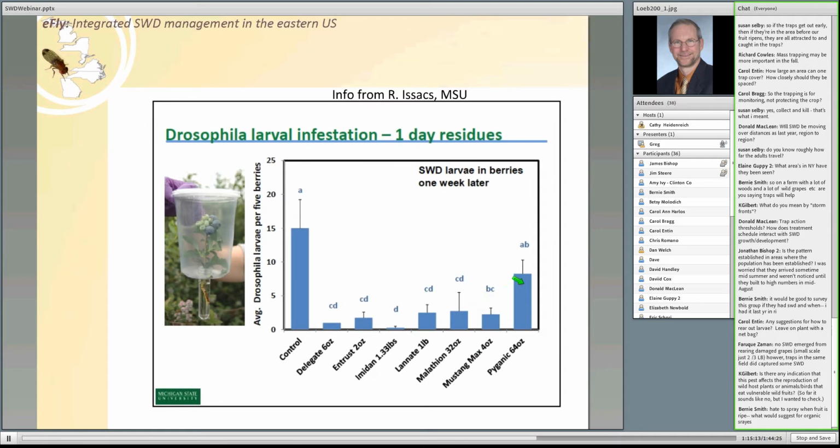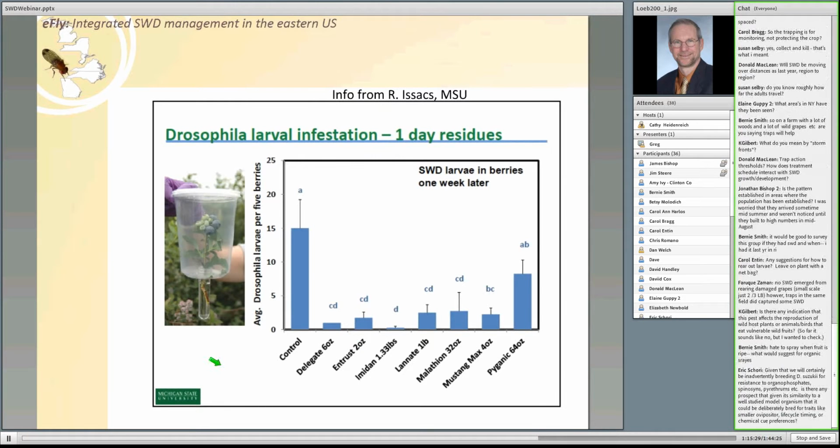Pyganic has not proven particularly effective for organic growers. That's one of the things they can resort to. Entrust is another one for most of our small fruit crops, and that's been more effective, although you worry that overuse of these things is going to result in some resistance issues.